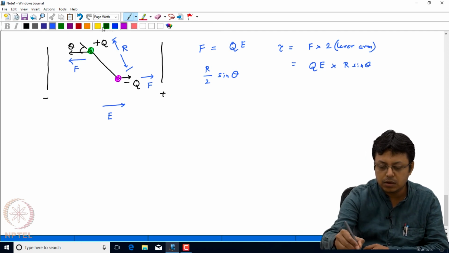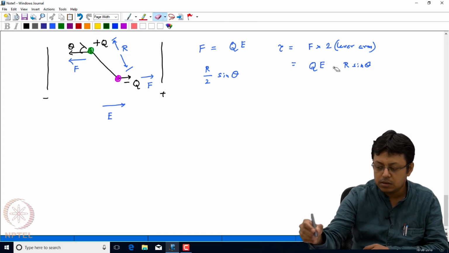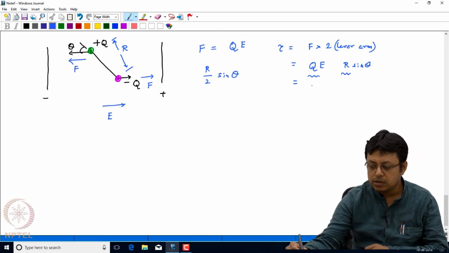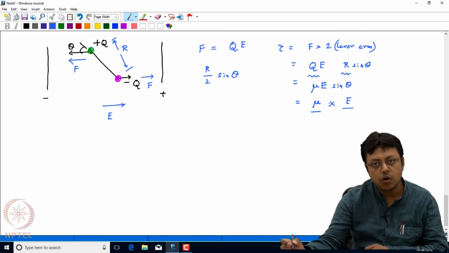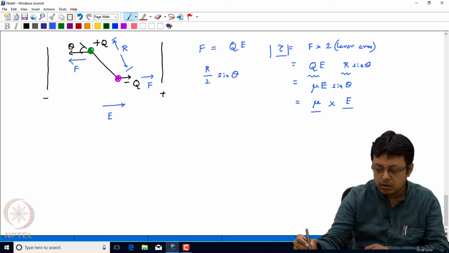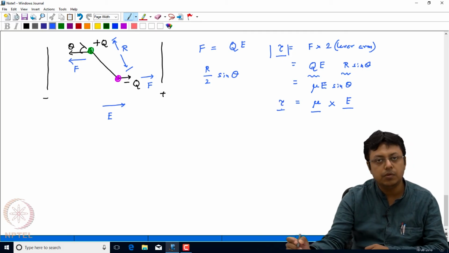I should not write it as a cross, because I am just writing a simple multiplication. So, it is q E r sin theta, and q r we already know is mu. So, it is mu E sin theta, which in vector notation is this: mu is a vector, the dipole moment, and E is also a vector, the applied electric field. So, the torque is the vector product of mu and E. mu E sin theta is the magnitude of the torque, and the torque itself is mu cross E.